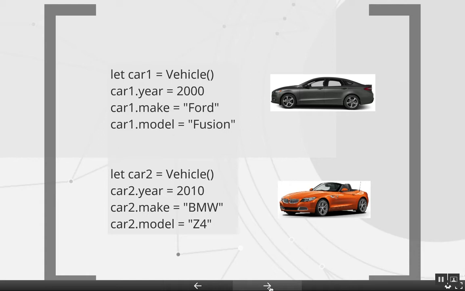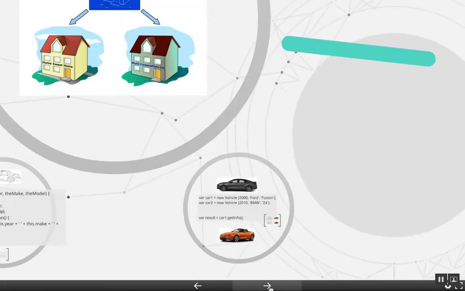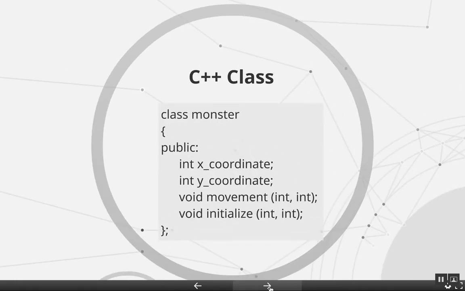Car2 will also be using the vehicle class. Car2's year will be assigned 2010, Car2's make, BMW, and Car2's model, Z4. The C++ code here creates a monster class.